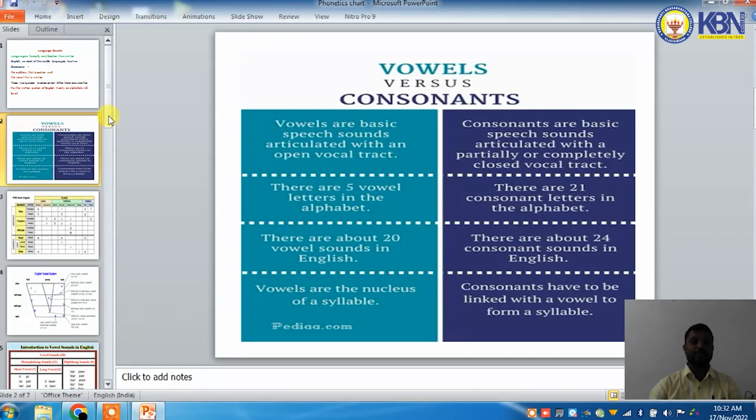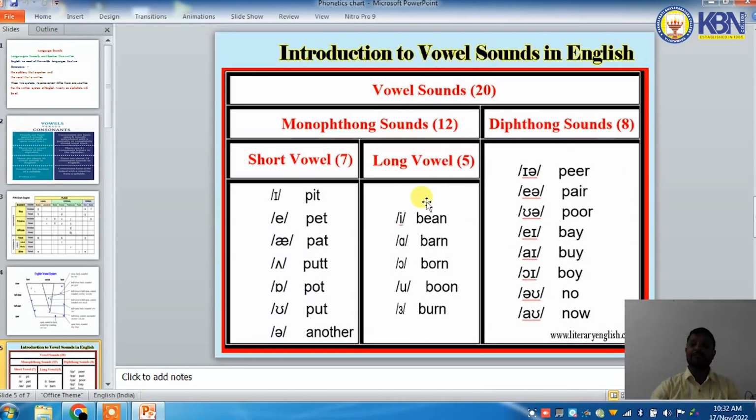Now, to help you, my dear students, I'd like to talk about vowels. Vowels are 20 in number. These 20 vowels are once again divided into 2 different forms: short vowels and long vowels, which are called monophthongs, and the second category, we call them diphthongs, which are 8 in number. Let me help you clearly.